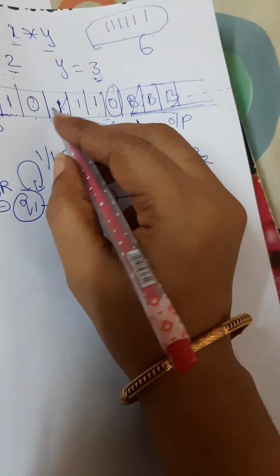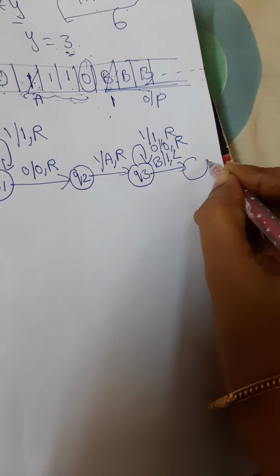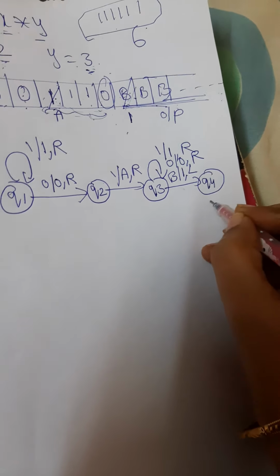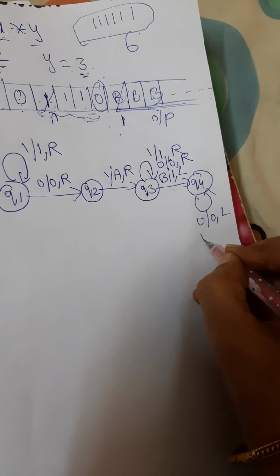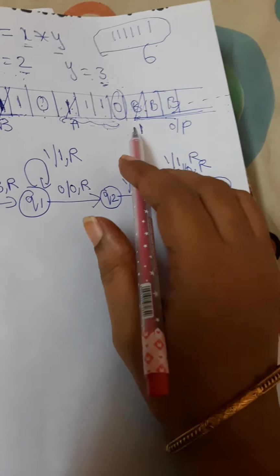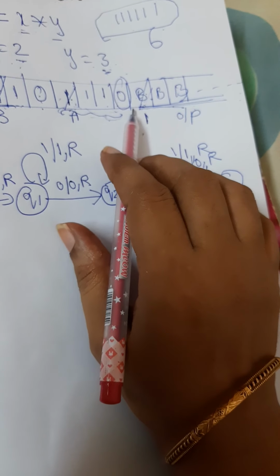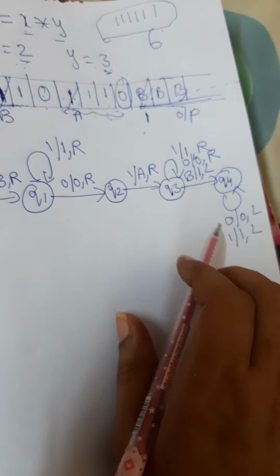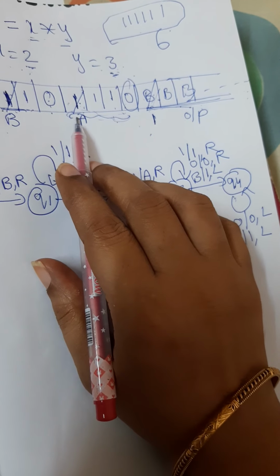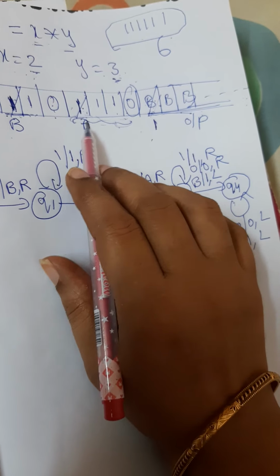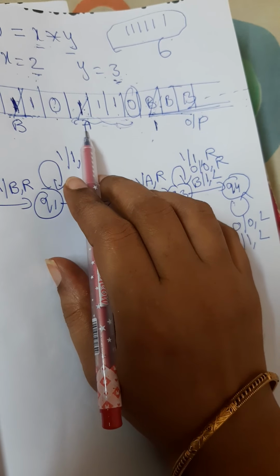So when you move left, again all these zeros and ones should be skipped. I will take this as Q4, and any zeros you have, just go on skipping. Any ones you have, just go on skipping. Now this 0 you are skipping, this one you are skipping, and this one also. When you go on skipping, again when you are moving left, what you are getting? You are getting A.